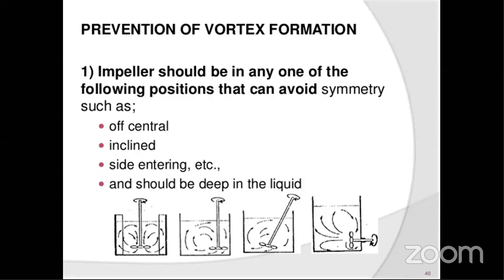When you place the shaft in an inclined position, it does not produce any symmetrical force. If symmetrical force is not formed, tangential flow also does not occur. And if tangential flow does not occur, vortex formation is also prevented by the inclined position.